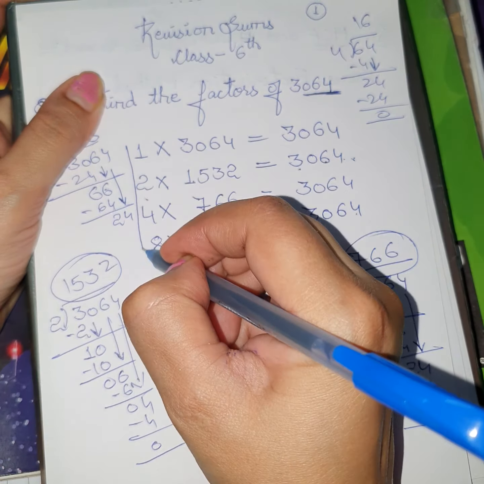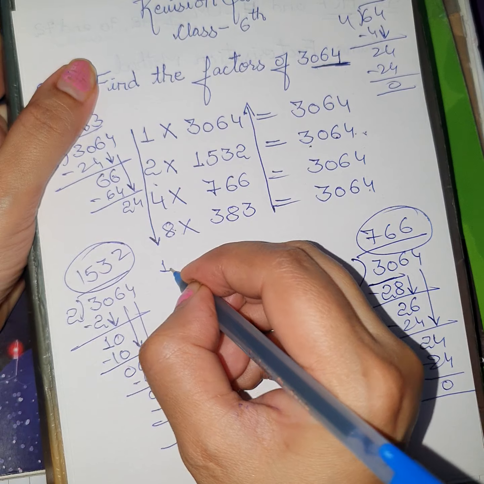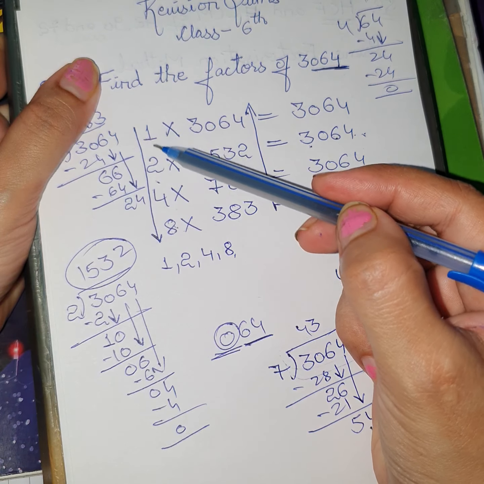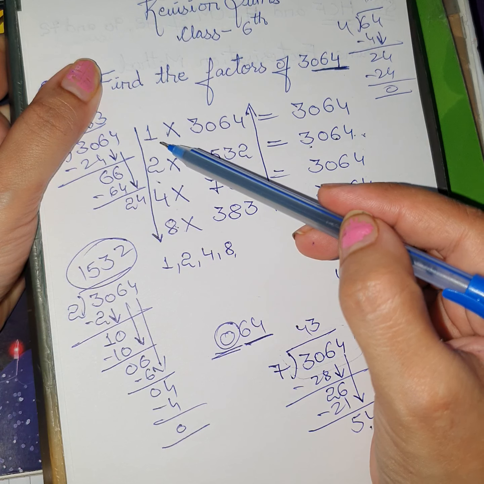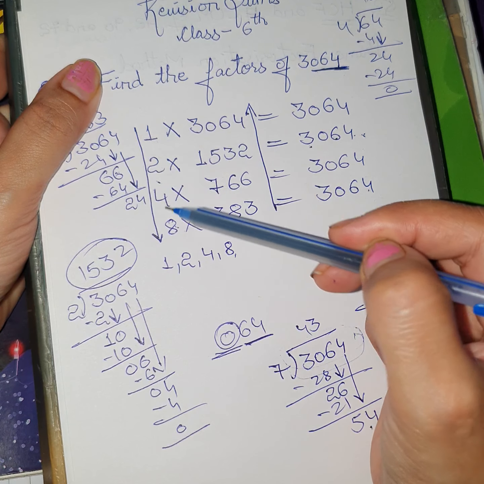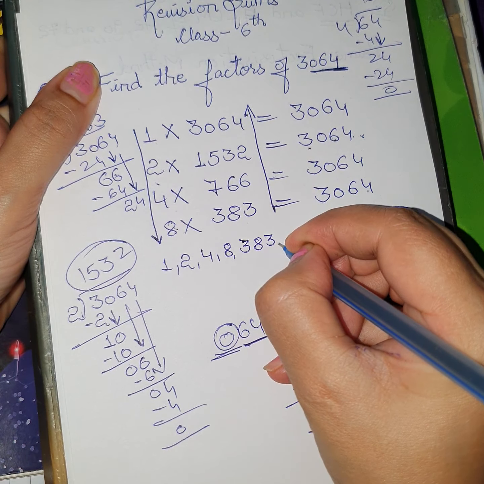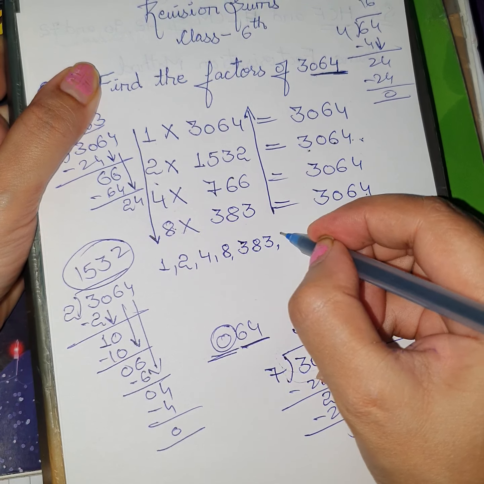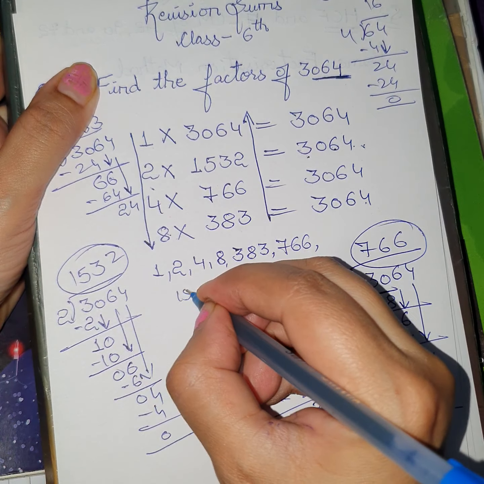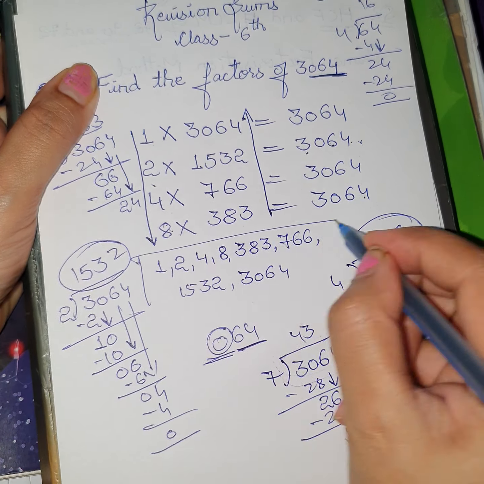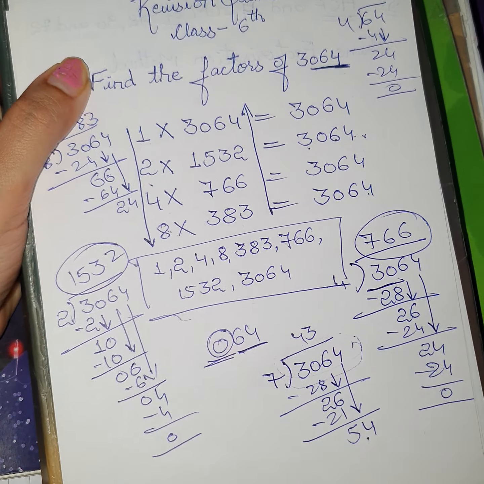So finally, we have got the factors of 3064, and the factors are 1, 2, 4, 8. As I've told you, you have to make one down arrow here and one up arrow here. So from here, you will start counting 1, 2, 4, 8, and from here 383. From the last number you move upside 383, then 766, then 1532, and finally 3064. Okay students, so these are the factors of 3064. I hope it is clear.